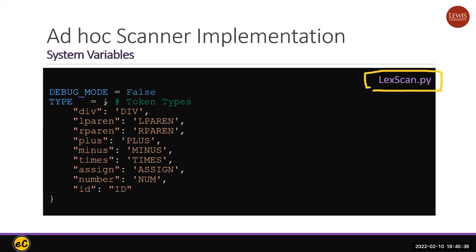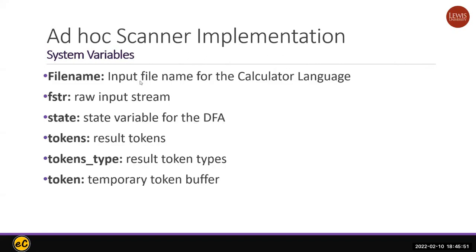So here you have the token type as a dictionary. It's a token type and then token symbol, okay, token symbol and token type. We also have system variables such as file name. You read in the file as the input, and then you have the input string as str, and you have the state, the current state.